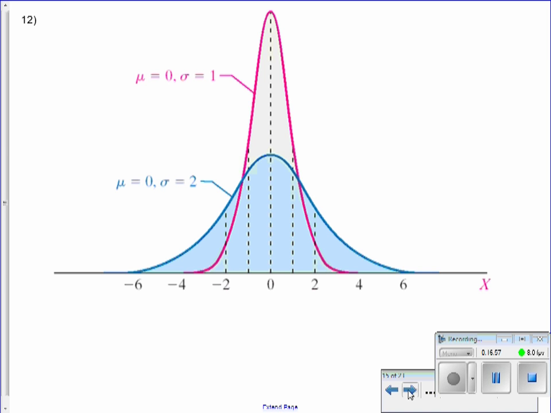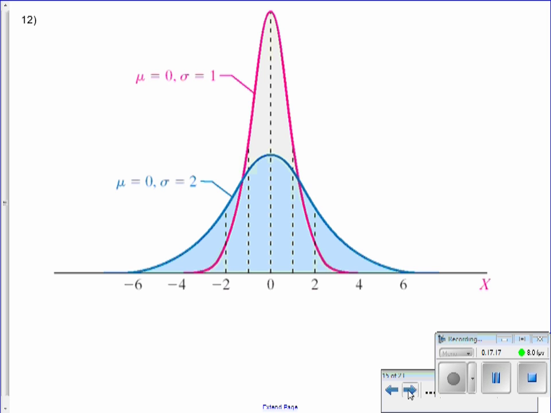Obviously, if it starts to spread out, then it's going to have to get shorter because you have to maintain that probability total of 1 underneath the curve. So the smaller the standard deviation, the taller and skinnier your normal curve is; the larger the standard deviation, the shorter and fatter it is going to be. Questions about that?